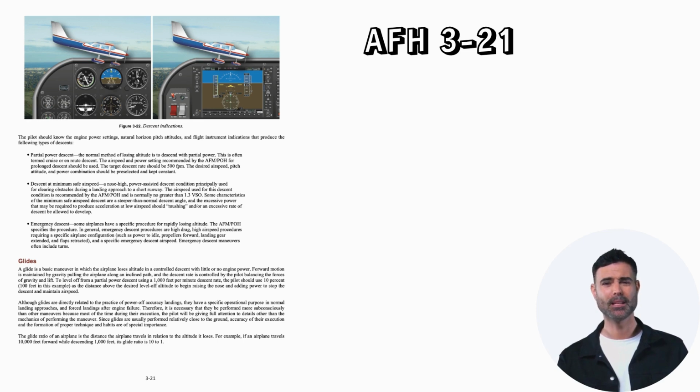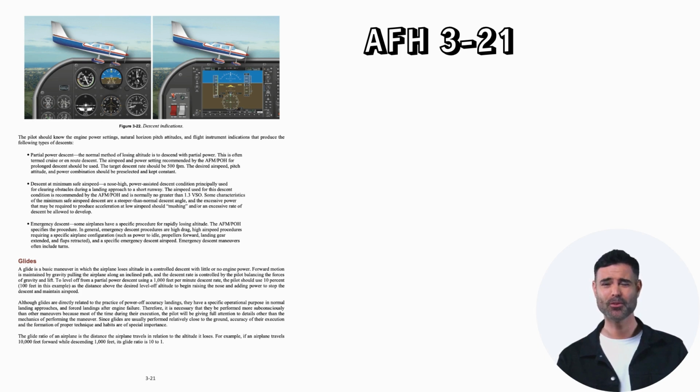Glides. A glide is a basic maneuver in which the airplane loses altitude in a controlled descent with little or no engine power. Forward motion is maintained by gravity pulling the airplane along an inclined path, and the descent rate is controlled by the pilot balancing the forces of gravity and lift. To level off from a partial power descent using a 1,000 feet per minute descent rate, the pilot should use 10%, 100 feet in this example, as the distance above the desired level off altitude to begin raising the nose and adding power to stop the descent and maintain airspeed.